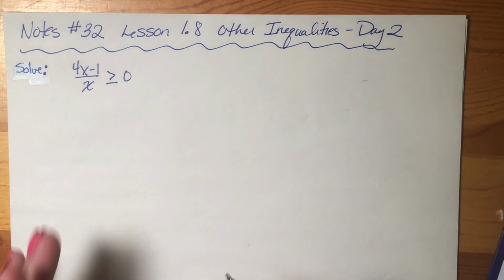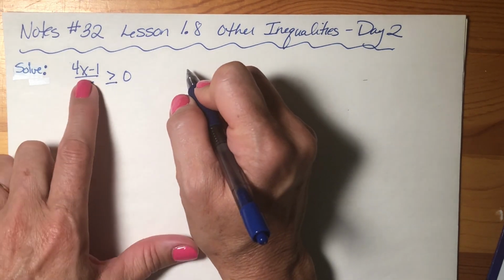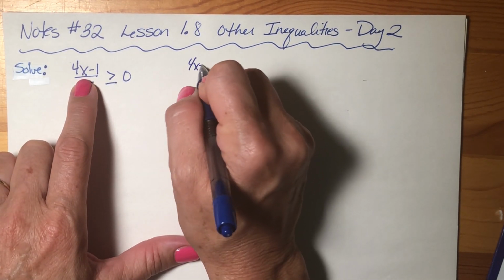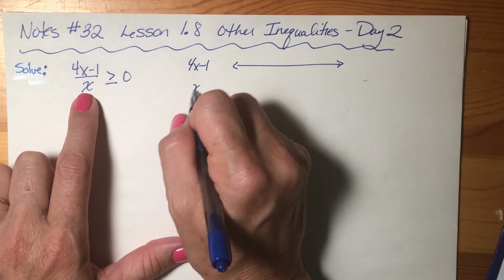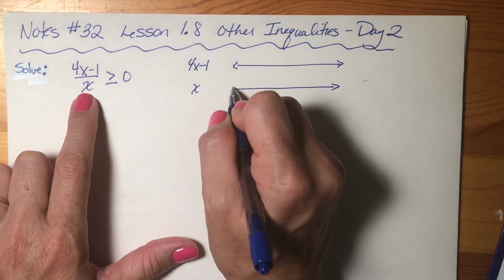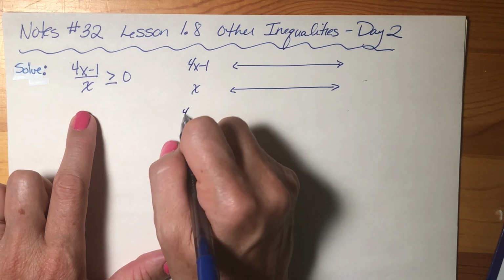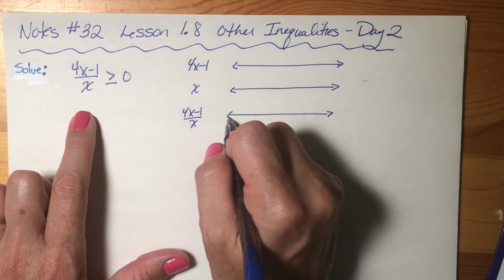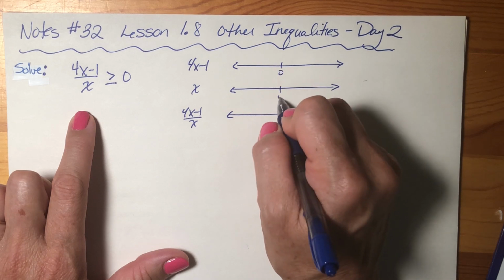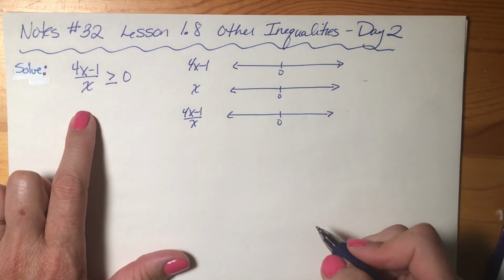I like the number line method personally. Notice I can't break 4x - 1 down at all, so I'm going to draw a number line for that. My denominator is x, so I've got a number line for that. And then, of course, I've got the (4x - 1)/x. I know the number lines are a little bit longer, but you always get the problem right with that.